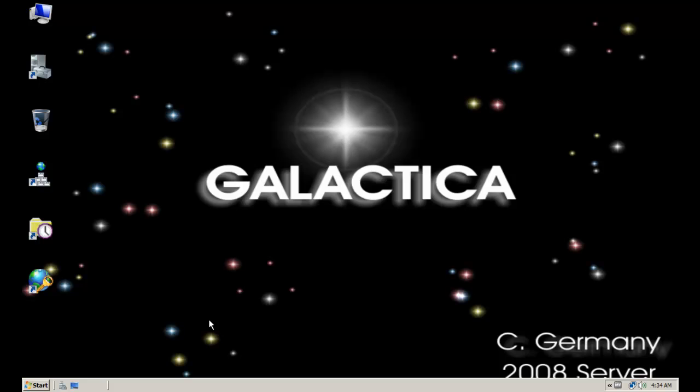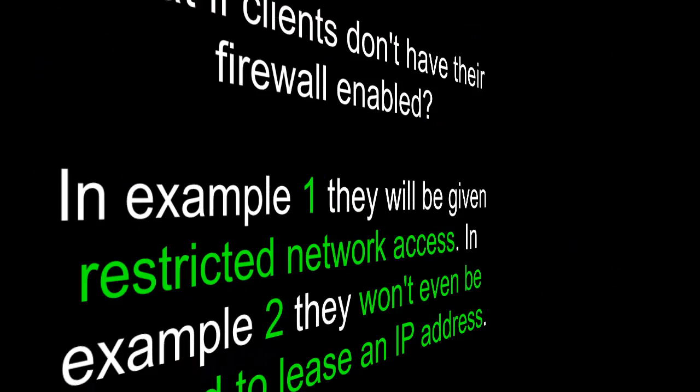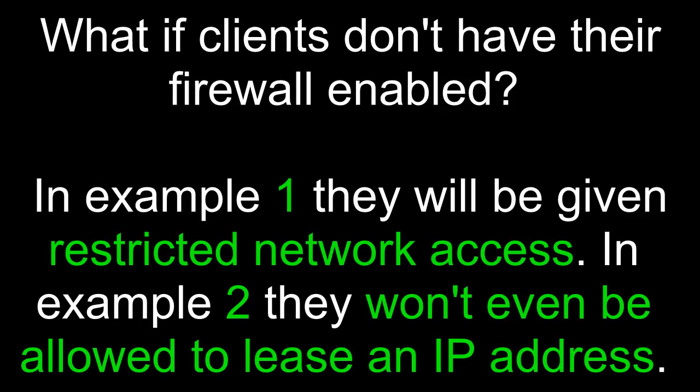And remember that in order to get or lease an IP from our server, from the DHCP server, it's going to have to meet the bare minimum requirement that we set, which was that it has to have a firewall. So we'll use that as the litmus paper to test our NAP policy, our health and network policy. So with the firewall enabled, we should have no problem leasing an IP and connecting to the network. What if clients don't have their firewall enabled? In example 1, they will be given restricted network access. In example 2, they won't even be allowed to lease an IP address.